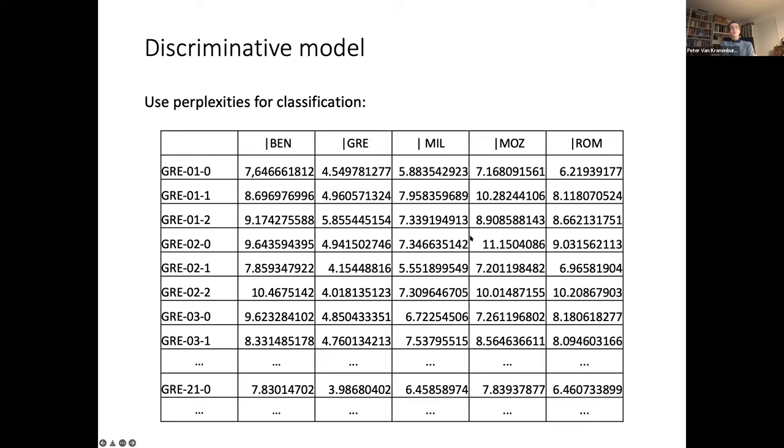Now, the next step is to make a classifier. To do that, we do it in a very simple way. We make a large table, and for each chant part, we compute the perplexity for each of the traditions. In this case, we see this is a chant part from the Gregorian repertoire. The perplexity given Beneventan chants is 7.6, given Gregorian 4.5, etc. Milanese is 5.88. And for this example, we see that the perplexity given the Gregorian tradition is lowest, 4.5. The rest is higher. So that's what we expect.